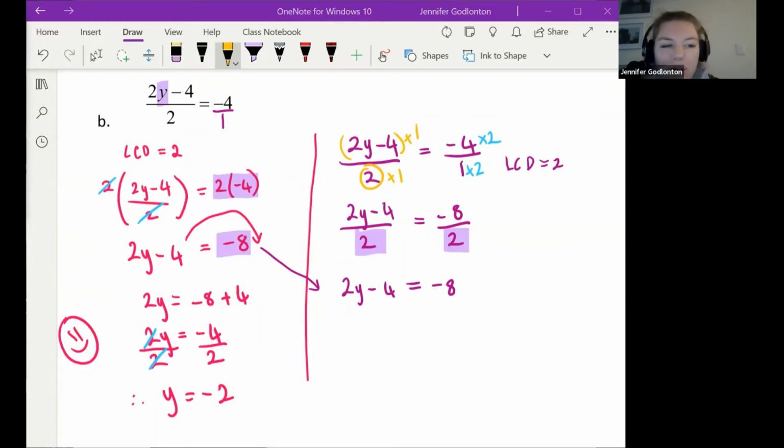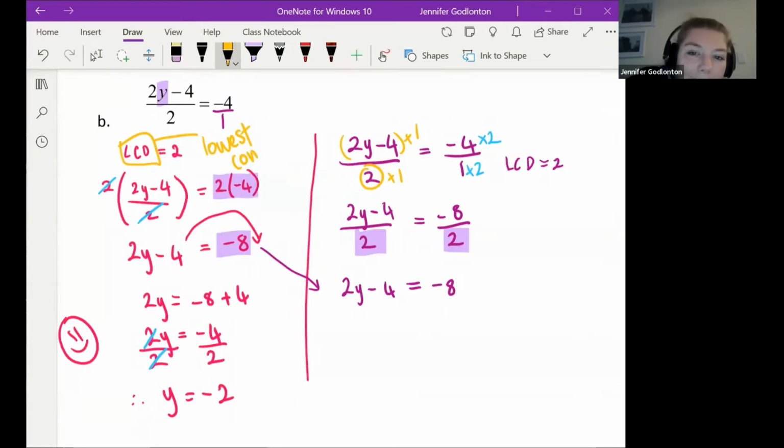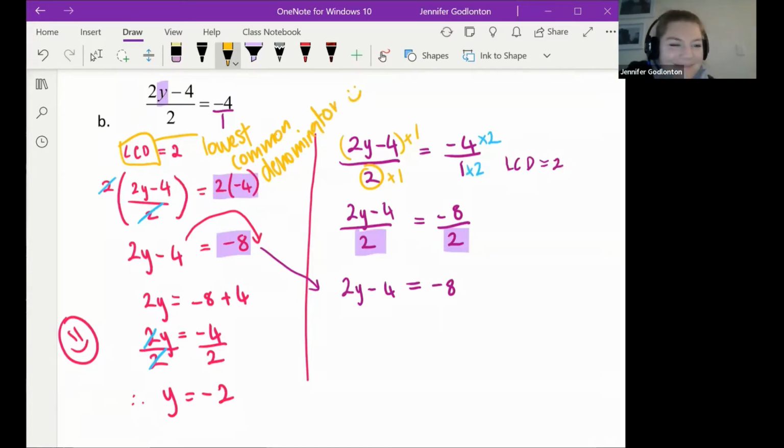No, you wouldn't lose marks on left or right because it's the same. LCD stands for lowest common denominator. Look, everyone's too fast for me in the chat.